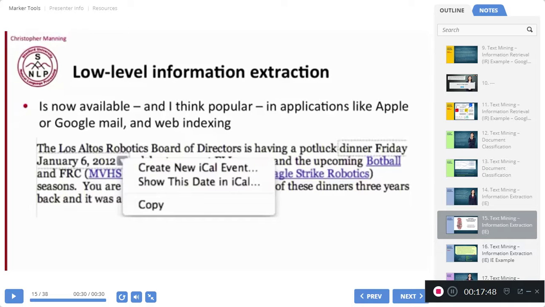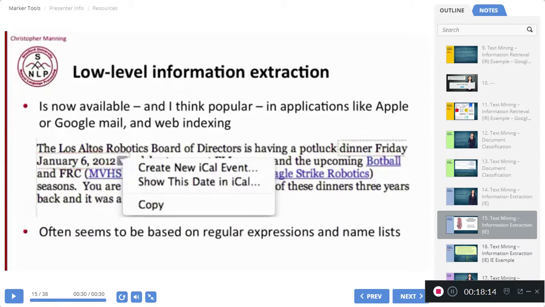So here's a little example from Apple Mail. Here there's this date, and Apple Mail recognized that there was a date there and put in that little arrow box. And when I hold that down, it's then offering to create a calendar event for me. And so that's kind of a little help of allowing me to do that kind of task faster. This kind of information extraction is often fairly simple and seems to be mainly based on using the kind of regular expressions that we saw earlier, including name lists.